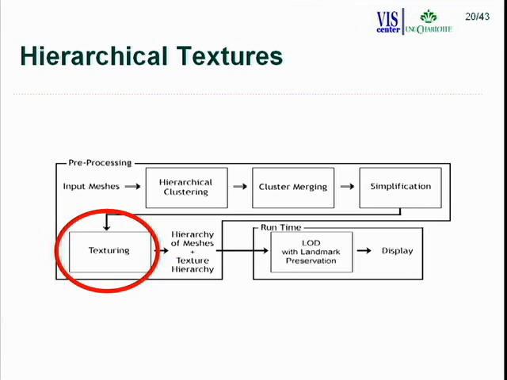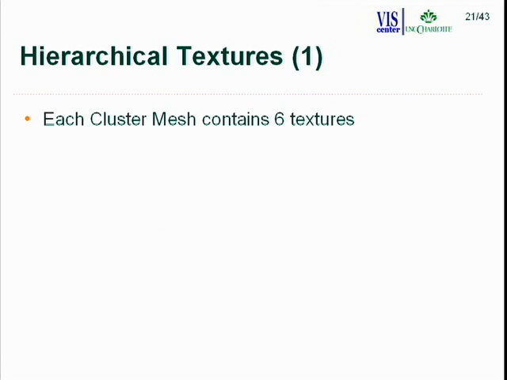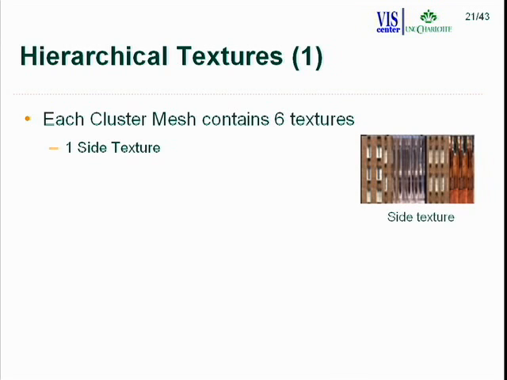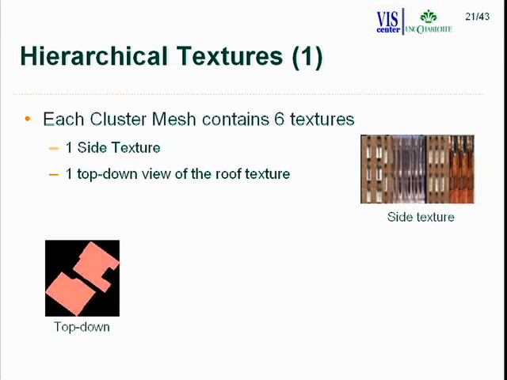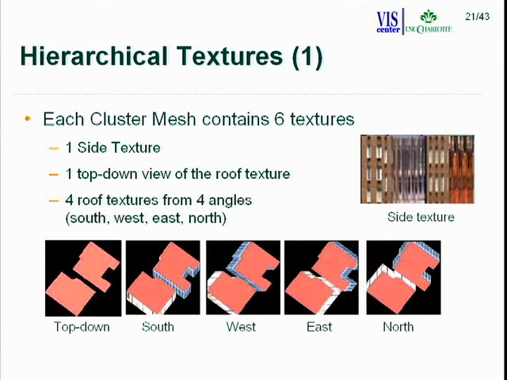Once we have that, we apply texture onto all these cluster models, and we do it in a hierarchical fashion. First of all, we give each cluster mesh 6 different textures. We give it a side texture. We give it a top-down view of the roof texture. And we do an imposter-ish kind of thing where we give 4 roof textures from 4 different angles.